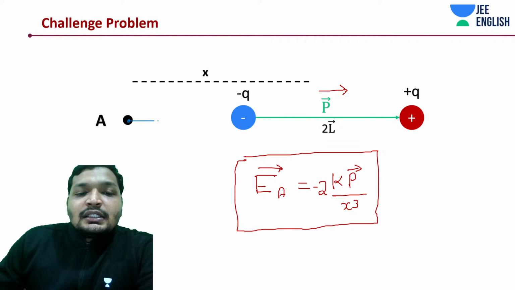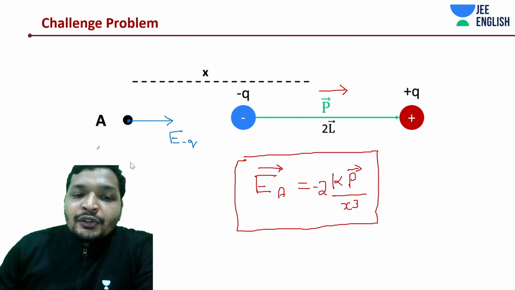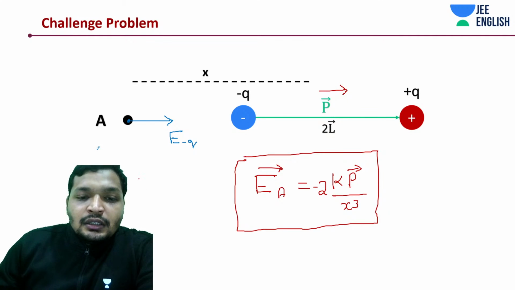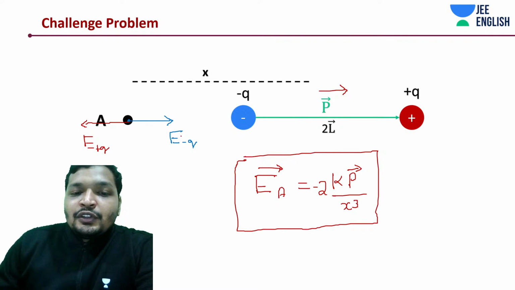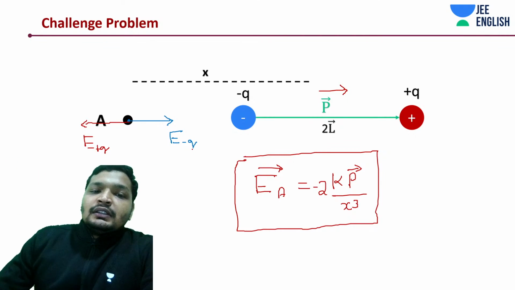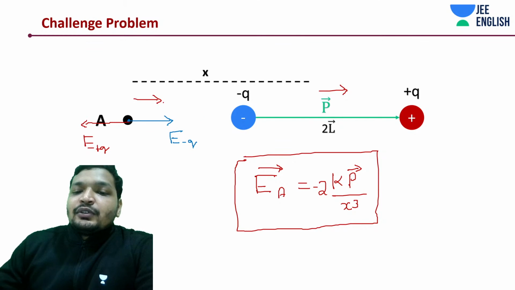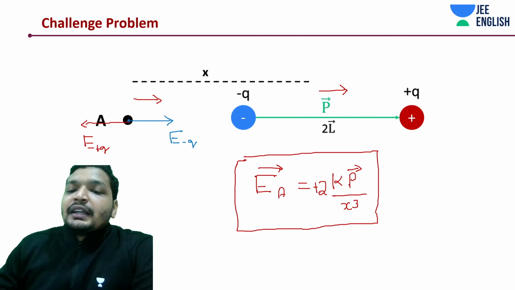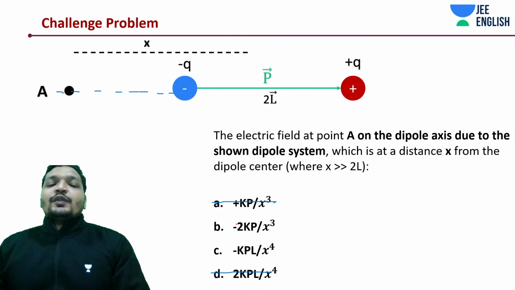So in this case, the electric field due to the minus q charge is going to be in this direction, and due to the positive charge it's going to be in this direction. Which is greater? Of course, minus q is greater. So the electric field is ultimately going to be in the dipole's direction. Hence, it would not be negative, just positive. I've intentionally kept options where it is negative, but it should be positive. There's no way it's to be negative.